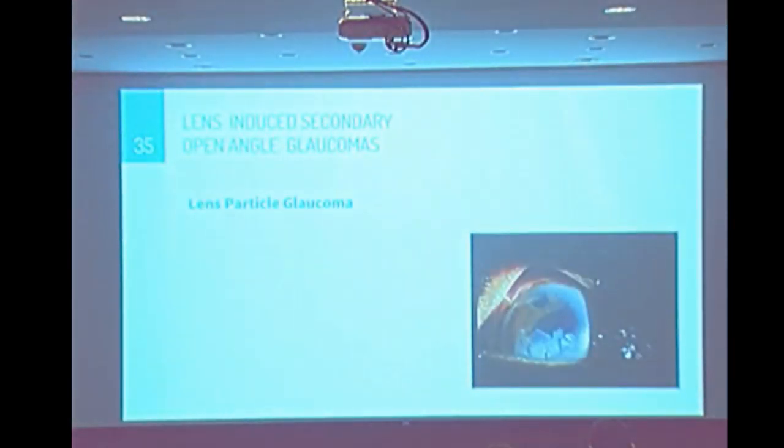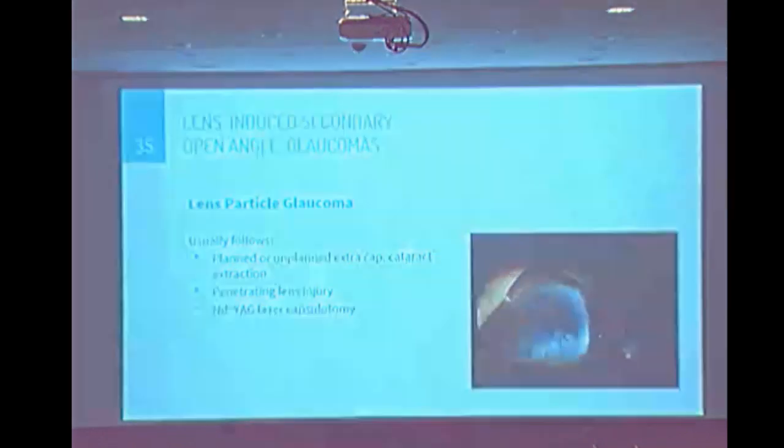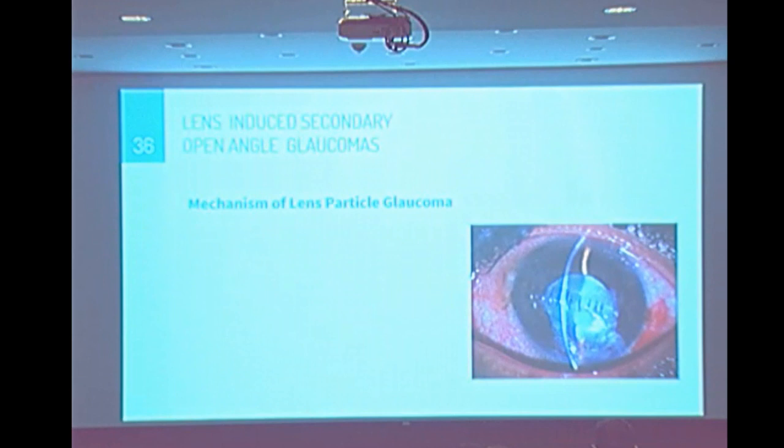Okay, then the other type is the lens particle glaucoma. It usually follows uncomplicated or complicated extracapsular cataract extraction, penetrating lens injury, or Nd:YAG laser capsulotomy, all of which release chunks of lens matter that circulate in the anterior chamber and can block the outflow facility. This is one of our patients, you see that the lens matter here is very clear, and the lens, if you leave it more, will swell and present as phacomorphic glaucoma.